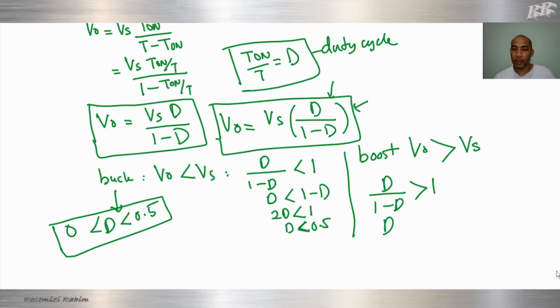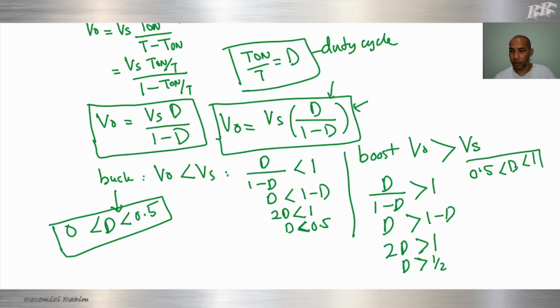So rearrange it: D greater than 1 minus D. So 2D greater than 1, D greater than half. Okay, D is greater than half. So for boost converter, D is between 0.5 and 1, greater than 0.5 but less than 1. Okay, that is for boost converter. This one is buck, this one is boost.